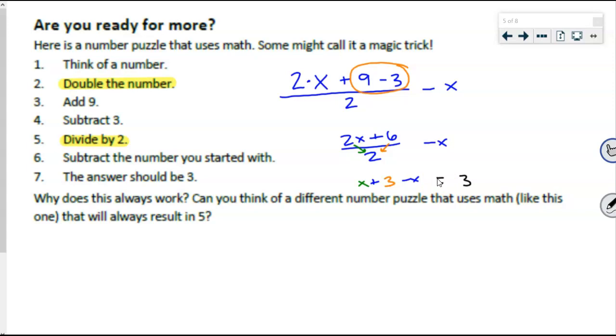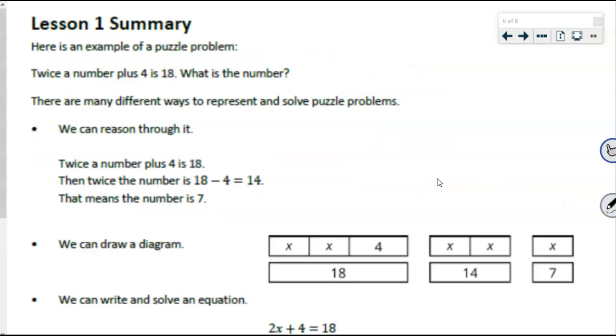Try that with your parents. Try that with your family members at home. Make sure they have a calculator. They're going to need it, but try it with them. And let's summarize.